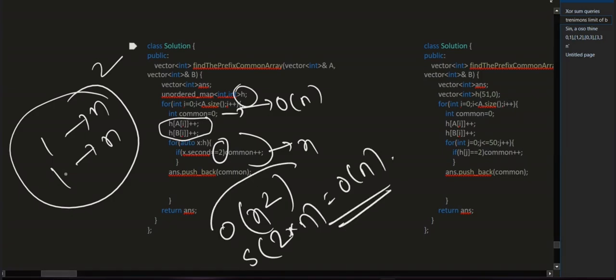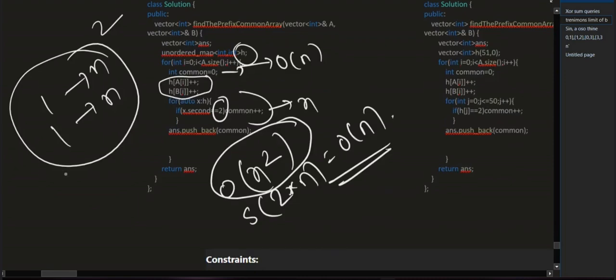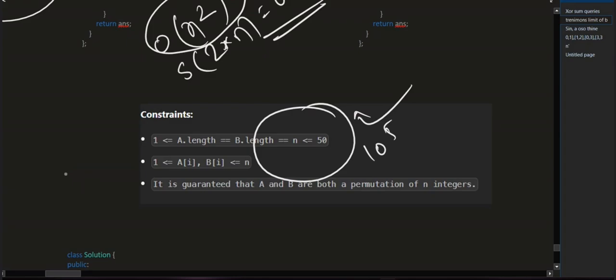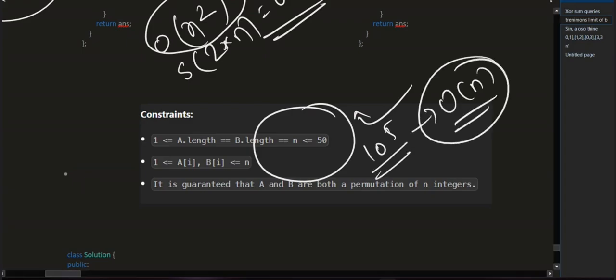So seeing the time complexity of O of n square, for the given constraint, that n is 15, it would work perfectly. But let's say n was very high, like 25, then we would need an O of n solution, which is also possible in this case.